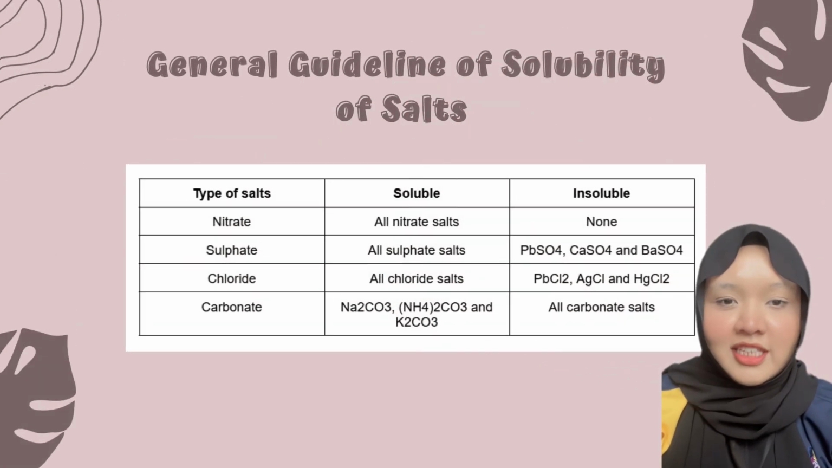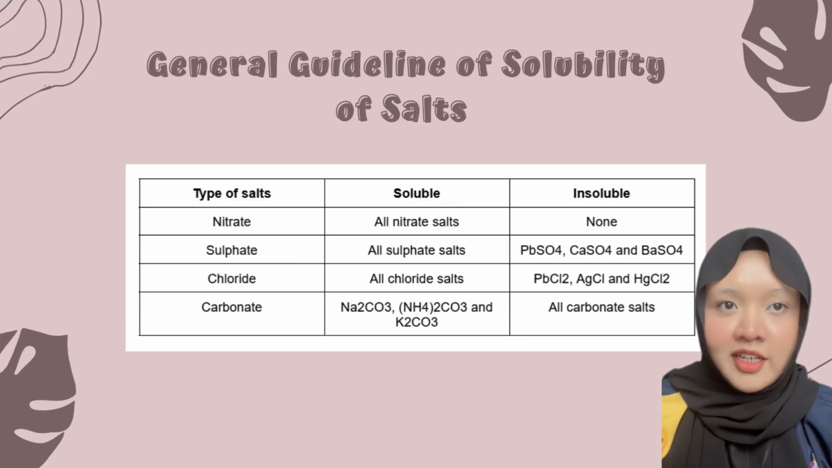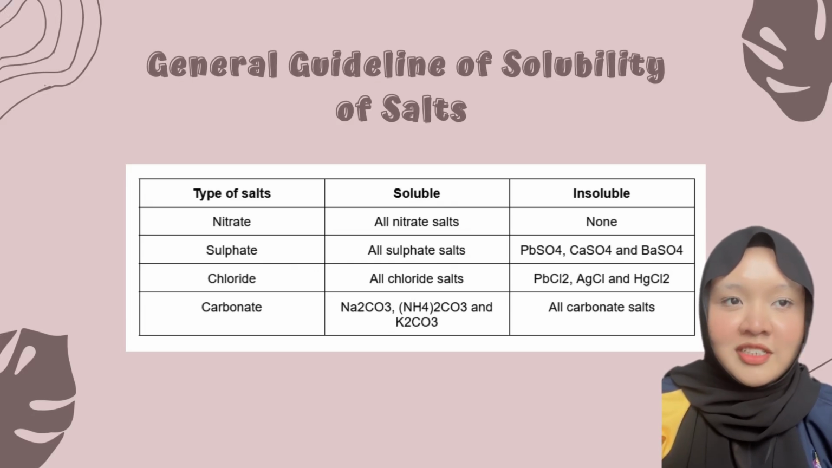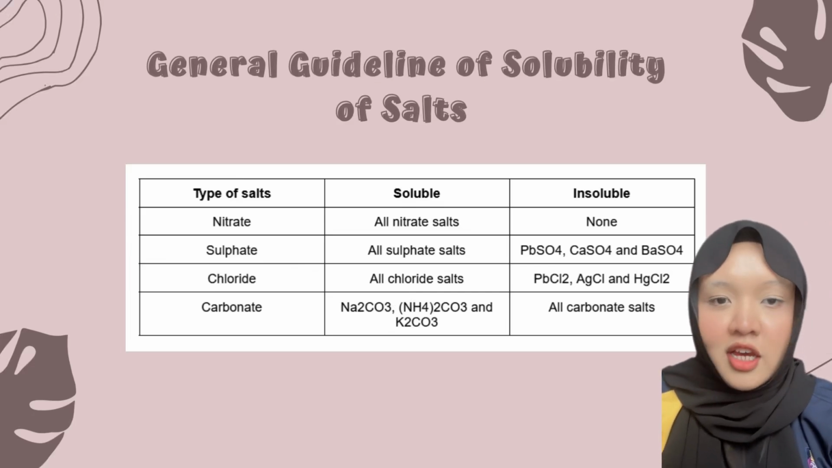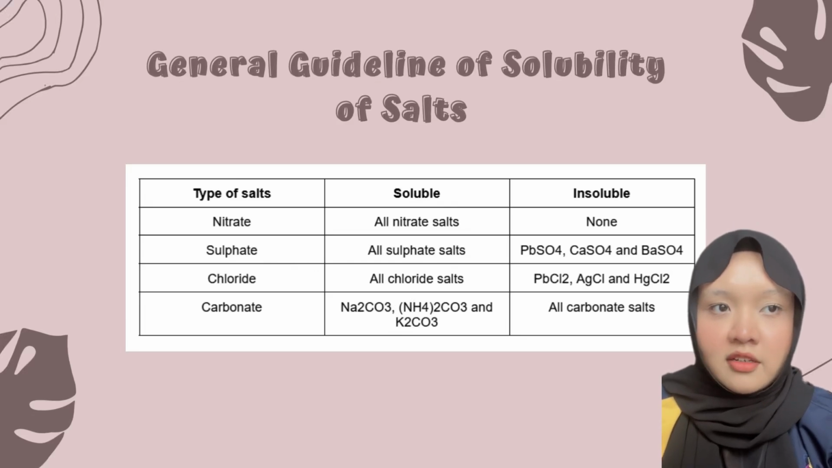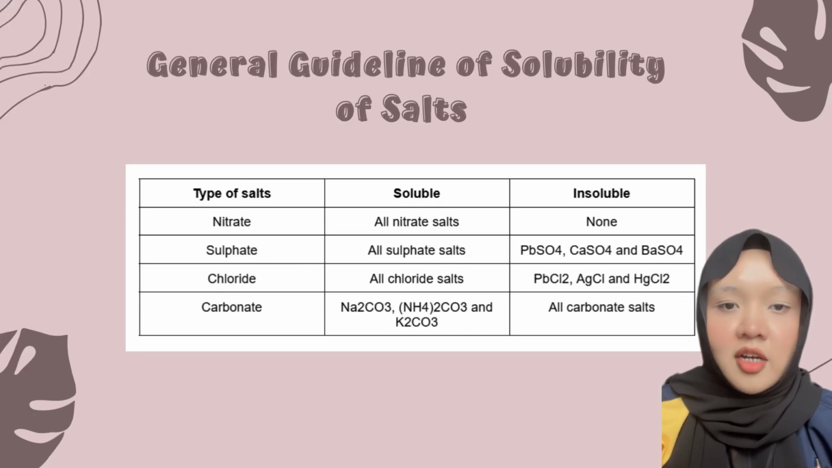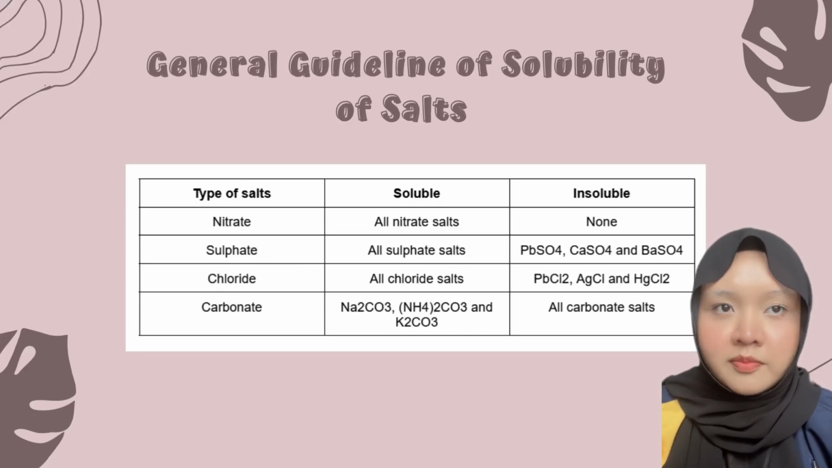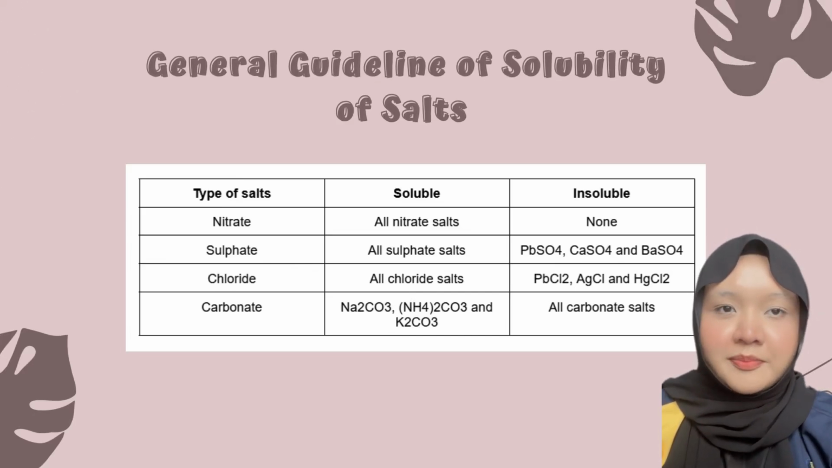General guideline of solubility of salt. We have four types of salt: nitrate, sulfate, chloride, and carbonate. For nitrate, all nitrate salts are soluble. Sulfate, all sulfate salts are soluble, except plumbum sulfate, calcium sulfate, and barium sulfate. For chloride, all chloride salts are soluble, except plumbum chloride, argentum chloride, and mercury chloride. And lastly, for carbonate, all carbonate salts are insoluble except sodium carbonate, ammonium carbonate, and potassium carbonate.